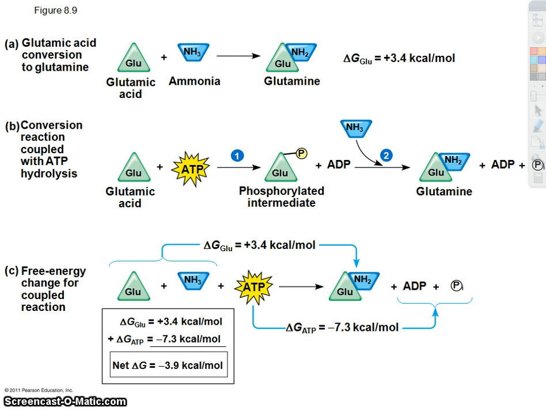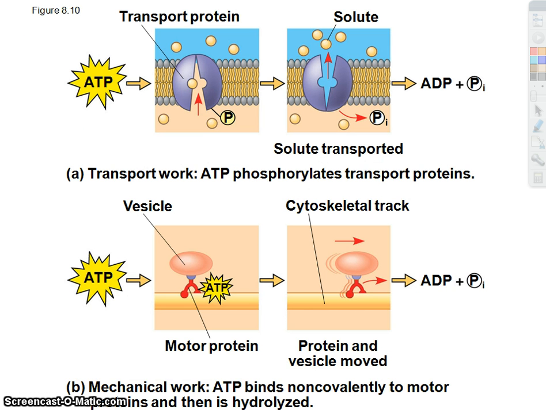This one's a little complicated. You don't have to know this diagram. They're just trying to show you that even though this reaction is endergonic, it requires energy, by breaking down ATP, we can make this reaction happen. Because breaking down ATP is exergonic, negative 7.3 kilocalories are released. Only 3.4 are required for this reaction to go. So the overall delta G for this reaction would actually now be negative, and this reaction could go because ATP was releasing the energy to drive the reaction.